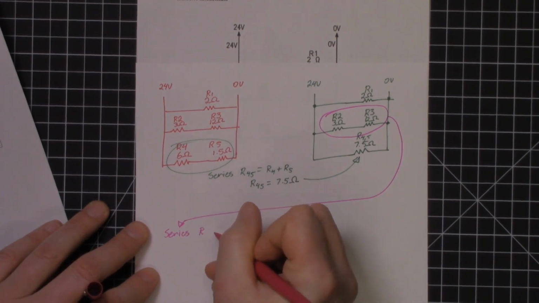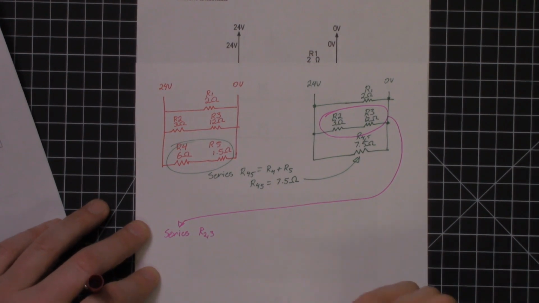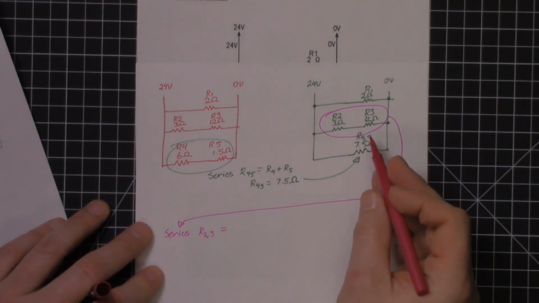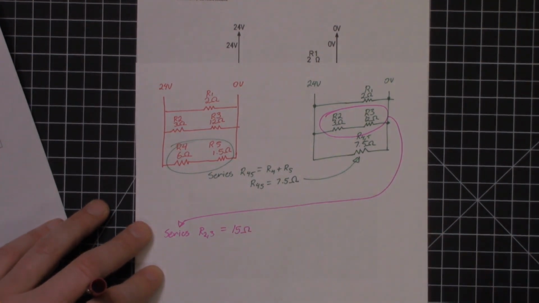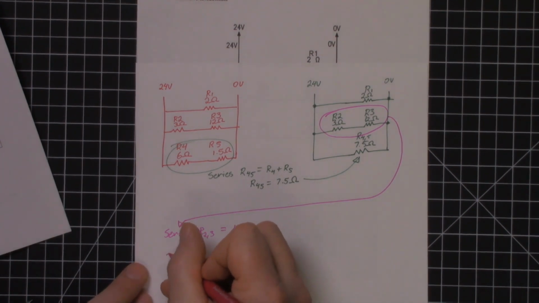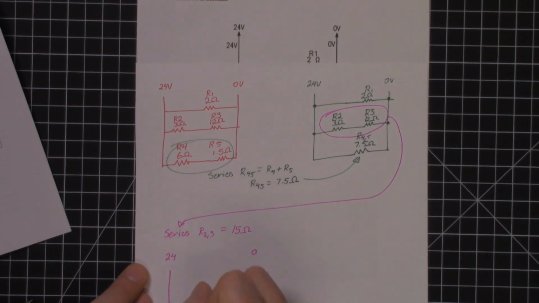So resistors 2 and 3 are additive as well. So we can just simply do the math on those, add the two together. 3 and 12, that's 15 ohms. Excellent. So we can then redraw that circuit again. And what we're doing is breaking it down and simplifying the circuit.